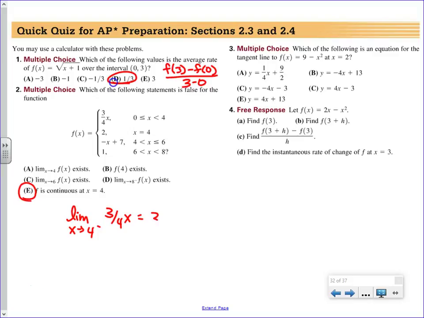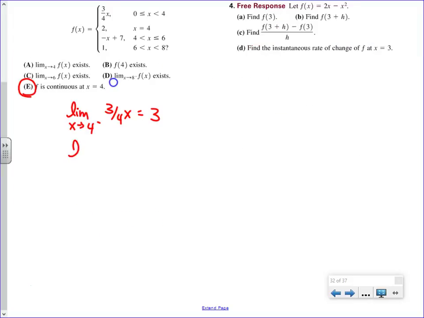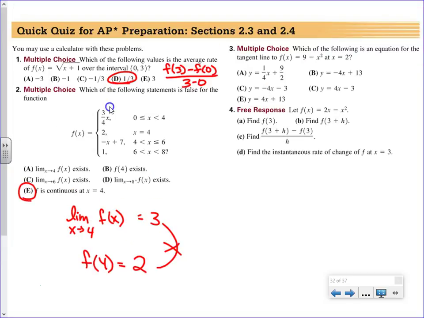So then plugging in, we got 3 from the left and what was from the right? 3. They agree. So does the limit exist? Yes. But do they agree? Nice. So then it is not continuous because the limit is not equal to the function value.